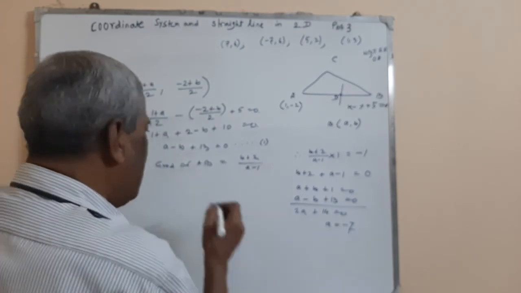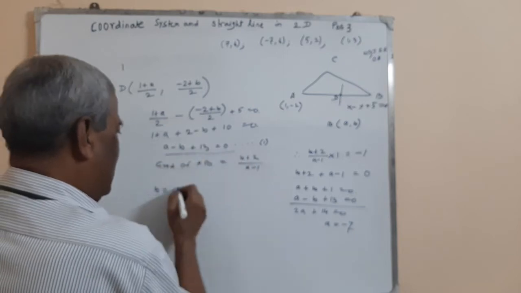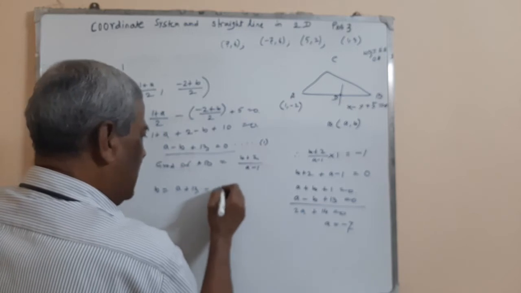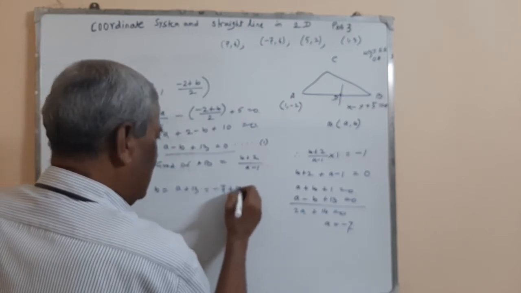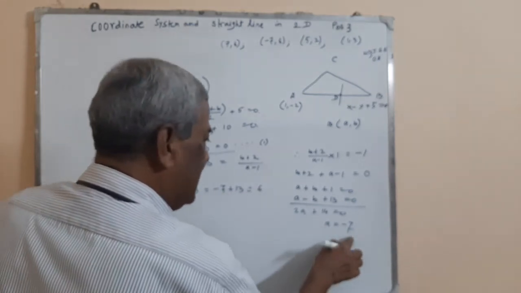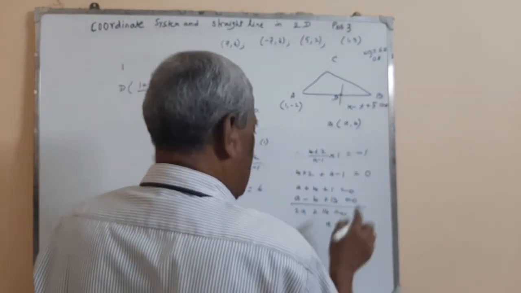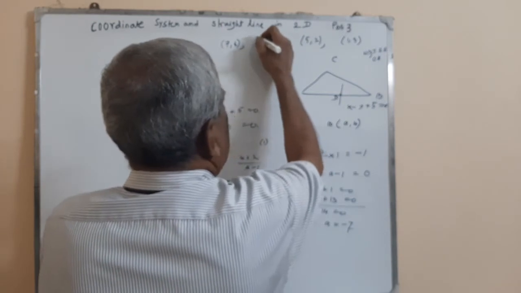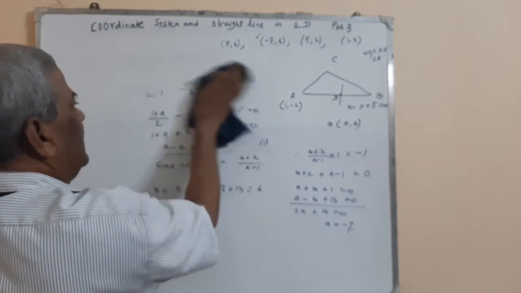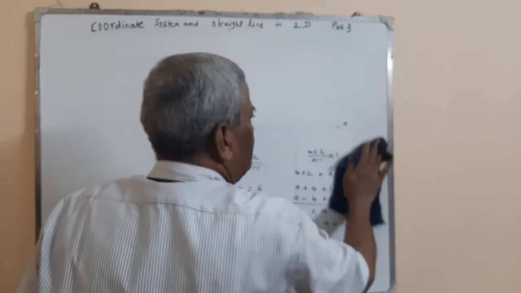If A is -7, B is equal to A plus 13, which is -7 plus 13, so that it is equal to 6. A is -7, B is 6. So coordinate of the point B is -7, 6. That is, second option is correct. Okay. Now take the next problem.